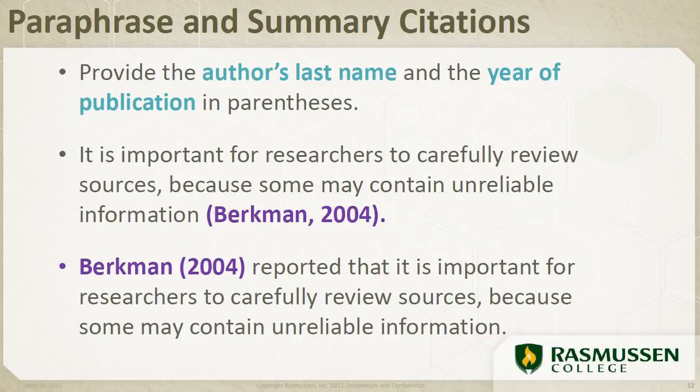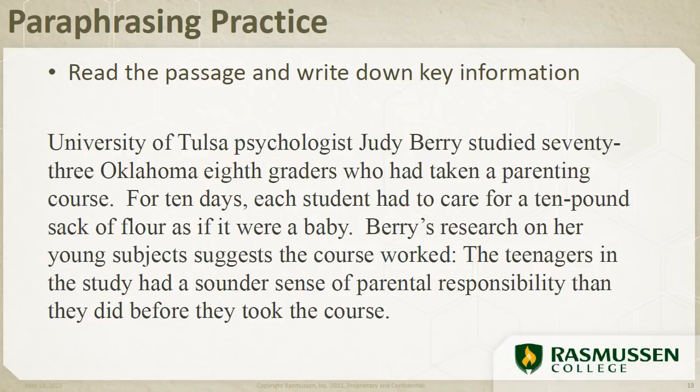You can see how in the first example, the quote was paraphrased and the in-text citation comes at the end of the sentence. The second example summarizes the quote and uses the author's name in the sentence. A page number is not included since we are not directly quoting the source. Let's practice together with a new example. Pause the video so you may read the passage below and write down the key information.